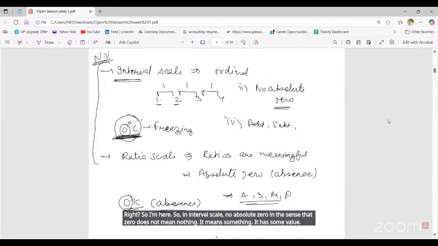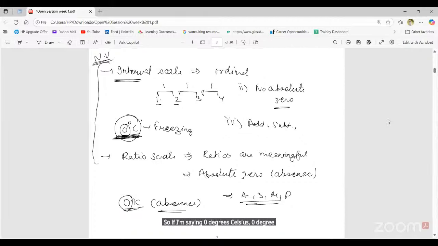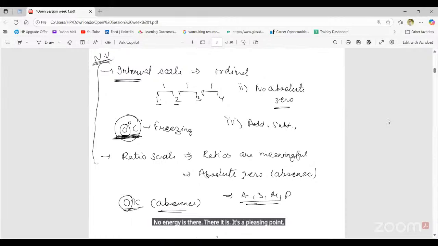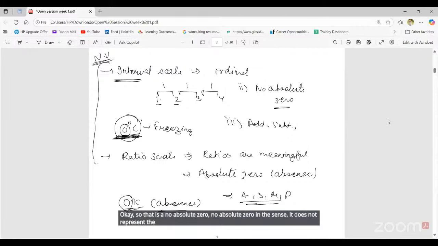So if I'm saying 0 degree Celsius, that doesn't mean there is no temperature, there is nothing, no energy. There is. It's a freezing point, right? It means something, correct? Yes or no? Yes, ma'am. So that is a no absolute zero. No absolute zero in the sense it does not represent the absence. That zero is representing something.